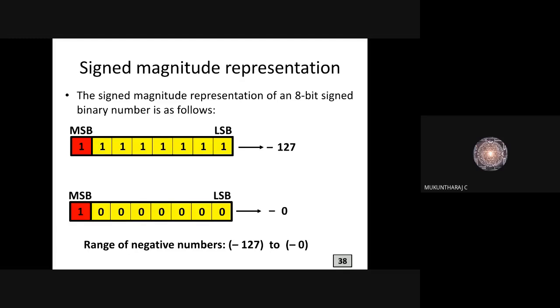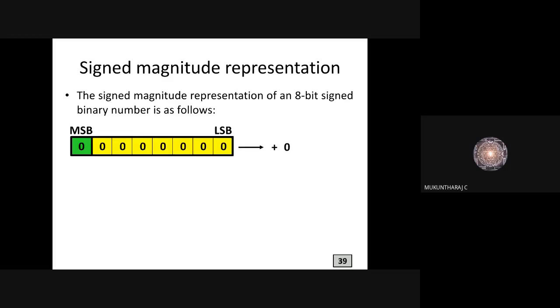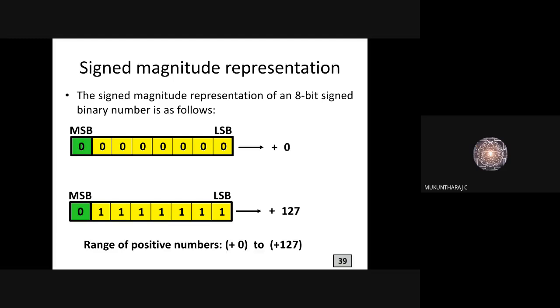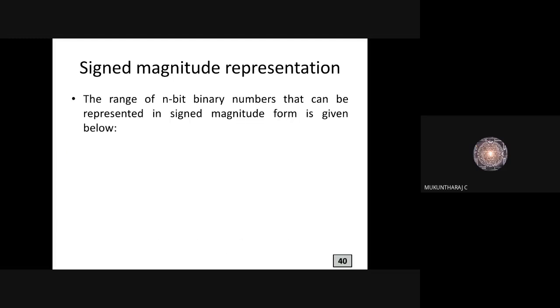Here, even 0 has a sign representation. In the case of signed magnitude, we have both minus 0 and plus 0. Okay, that we will discuss. Similarly, in positive numbers, if you put all 0s it is plus 0, and all 1s gives plus 127. Here the range is from plus 0 to plus 127. So for an n bit binary number, what range do we get? Minus 2 to the power n minus 1 to minus 0. For negative numbers, minus 127 is what I have written here.